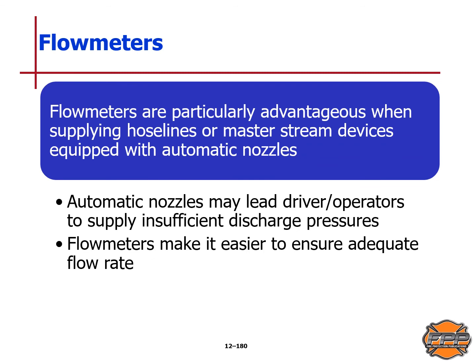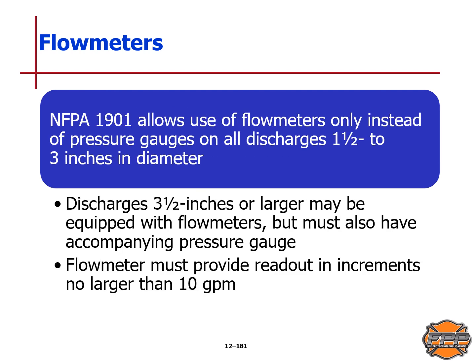Flow meters are particularly advantageous when supplying hose lines or master stream devices equipped with automatic nozzles. Automatic nozzles may lead the driver operators to supply insufficient discharge pressures, but flow meters make it easier to ensure adequate flow rate.